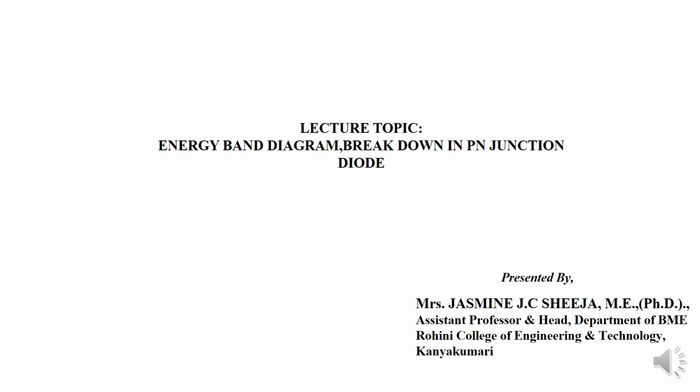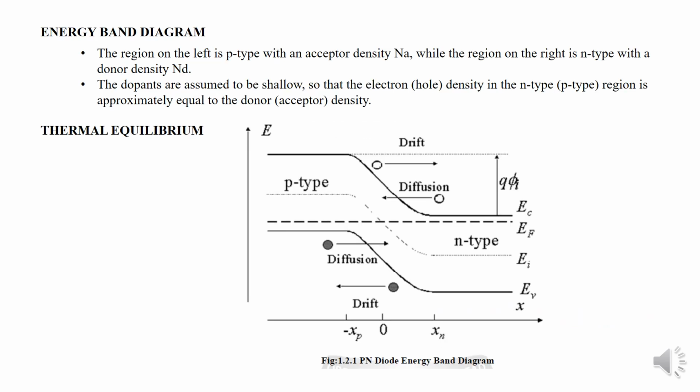We can see about the energy band diagram and breakdown in a PN junction diode. In the energy band diagram, the region on the left is p-type, with an acceptor density Na, and the region on the right is n-type, with a donor density Nd. Here the dopants are assumed to be shallow, so that the electron density in the n-type region is approximately equal to the donor density. This is the diagram for equilibrium.